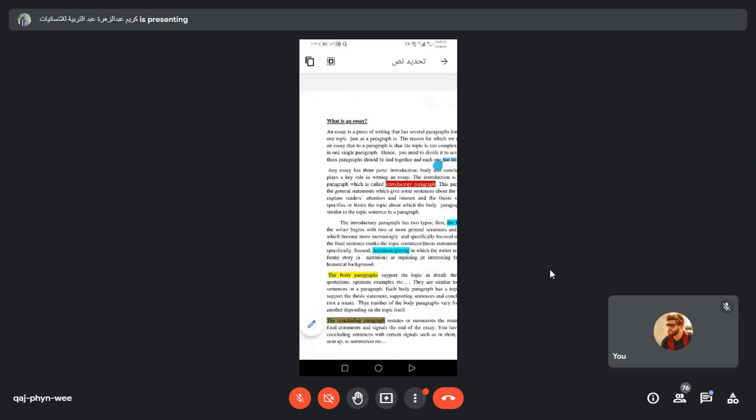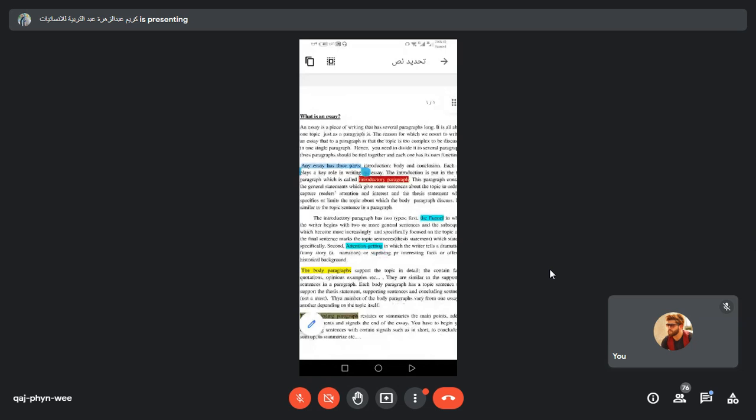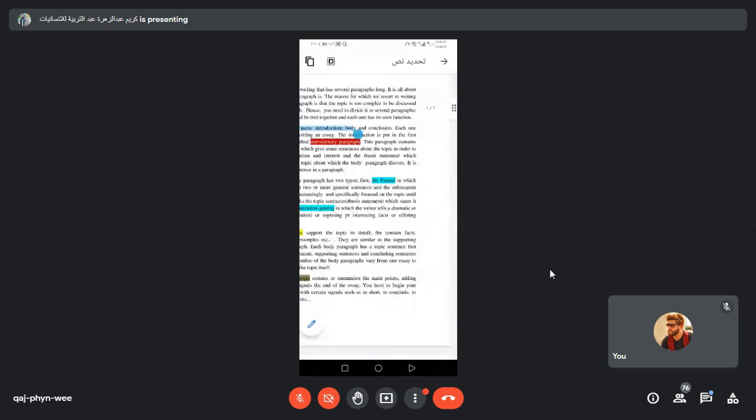Okay, any essay has three parts, three main parts, and each part is represented by one or more paragraphs. The introduction needs one paragraph, the conclusion needs one paragraph or sometimes two, and the body is more than one paragraph, two or three and so on. Okay. Introduction, the first part, introduction.